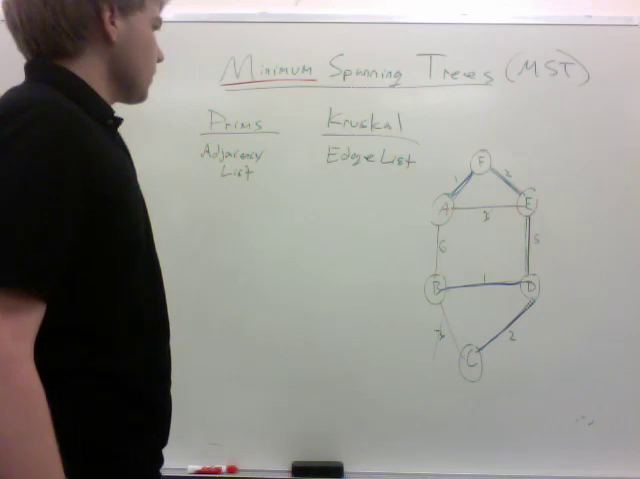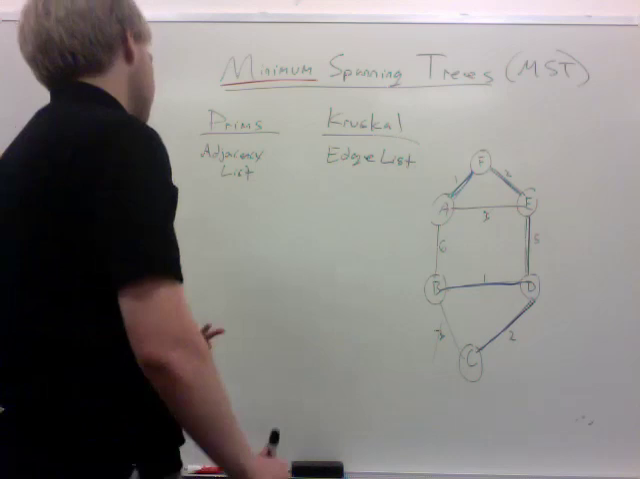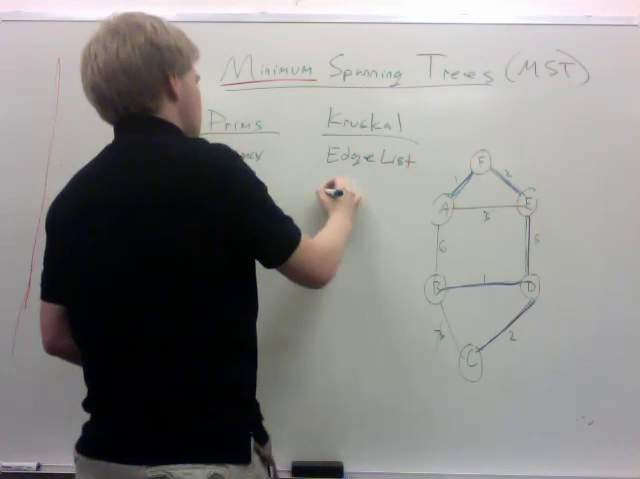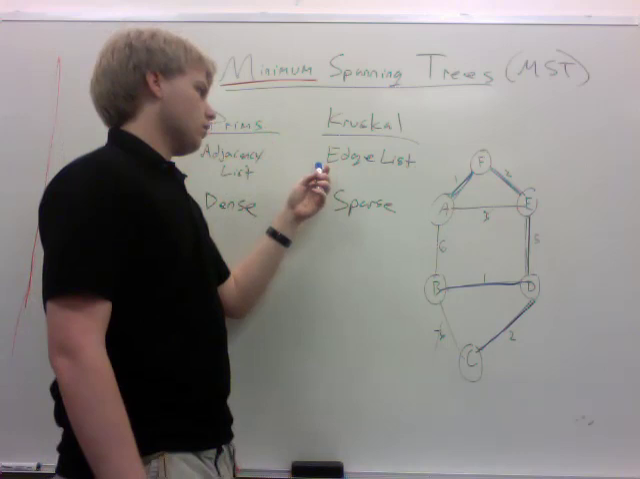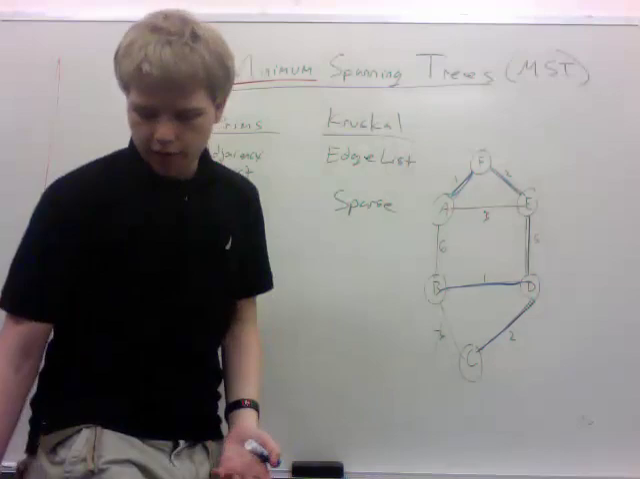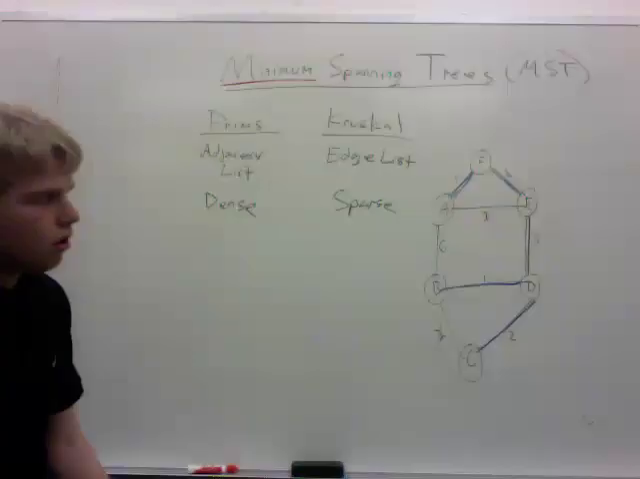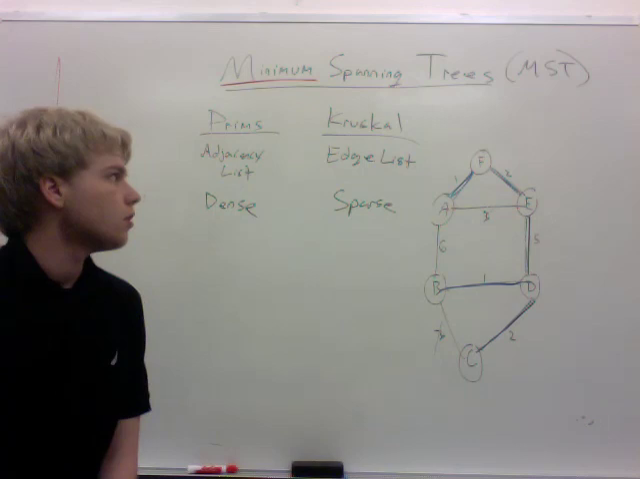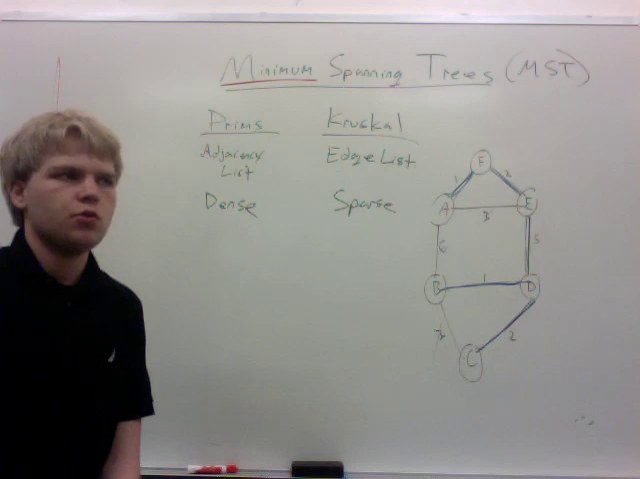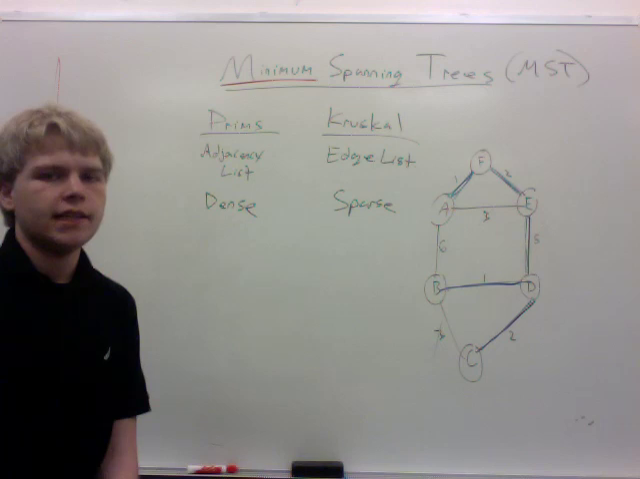Okay, and then Prim's is better on a dense graph, whereas Kruskal's is better on a sparse graph. This is because when we have an edge list, if we have a really dense graph, that means it has a bunch of edges, so we have to sort the entire edge list. We have to know that we're picking the least weight edge. So if we have a really dense graph with as many edges as possible, we're going to be sorting every single edge. That's not incredibly slow, but it'll be slower than what Prim's does.